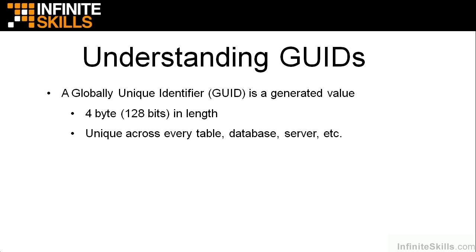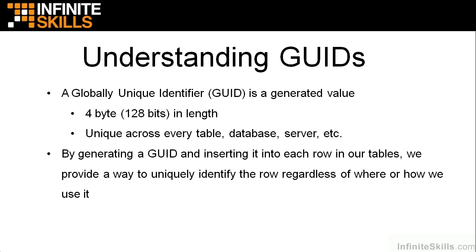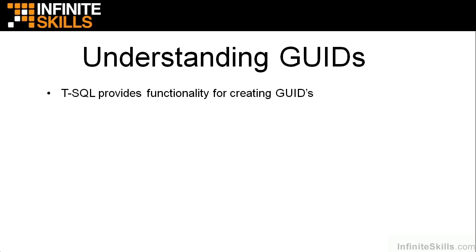Now, if we were to generate a globally unique identifier and then insert it into each row in our tables, we would then have a way to uniquely identify the row regardless of how or where we use it, where we pump it to, where we store it. And this is especially useful in things like data warehousing. Then, like I said before, merging data between two companies, between two departments. And now in some larger enterprises, you have legal recommendations and legal requirements that you have to maintain data identity. Globally unique identifiers can help you do that.